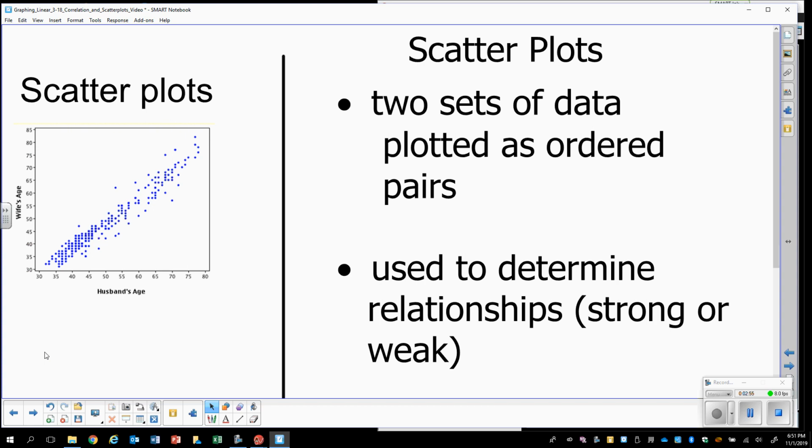Let's start off by talking about scatterplots though. So what a scatterplot does is it takes two sets of data that we wanted to observe and it plots it as ordered pairs on a graph. And we use this graph to determine the type of relationship. Does it have a strong relationship? Does it have a weak relationship? Is the relationship positive? Is the relationship negative? Or is there even a relationship to begin with?